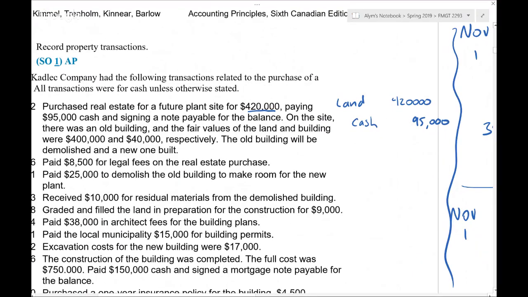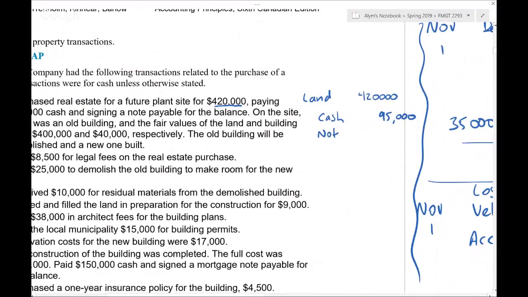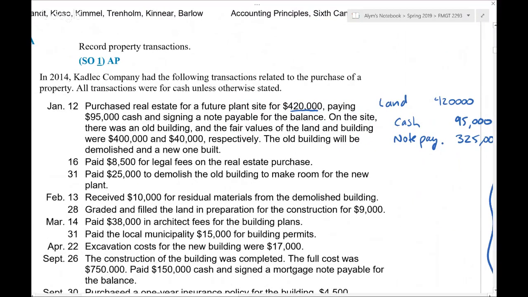And we signed a note payable for the balance. And that's going to be $325,000. Now, all the other information they're giving you there is kind of useless because here on the site there was an old building and the fair values of the land and building were $440,000. We don't care. We paid $420,000. The old building has no future benefit because we're demolishing it.